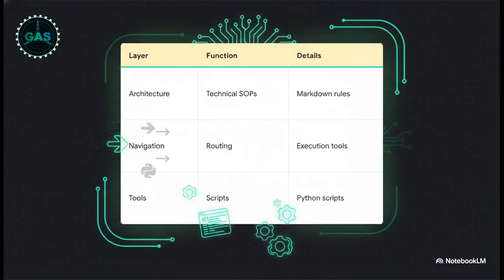First up, the architecture layer. This acts as your technical standard operating procedures, written out in Markdown. It defines all the hard rules and the weird edge cases. Second is navigation, which handles your decision routing. Here, we basically tell the AI, hey, don't think too much, just call these execution tools in this exact order. And third, the tools layer. This consists of atomic, highly deterministic Python scripts. And here's the golden rule: if the logic ever changes, you update the SOP first, never the code.